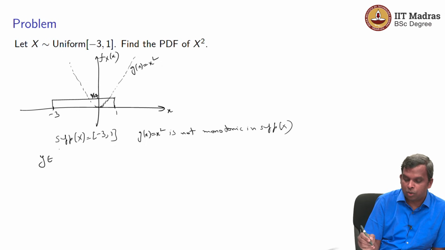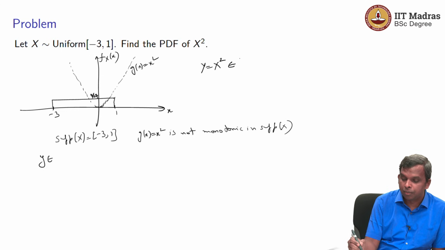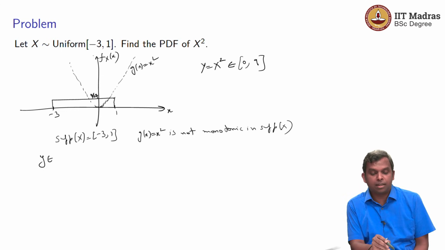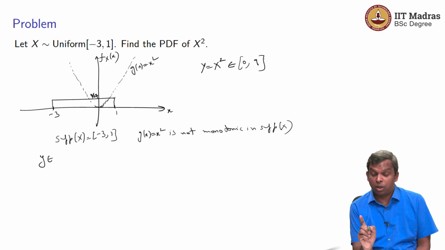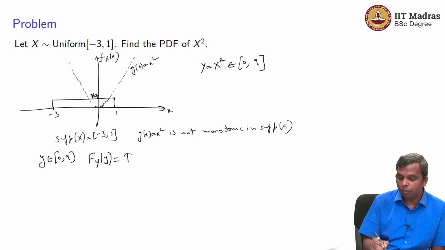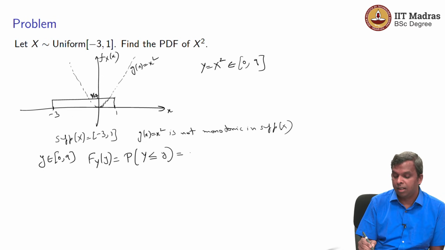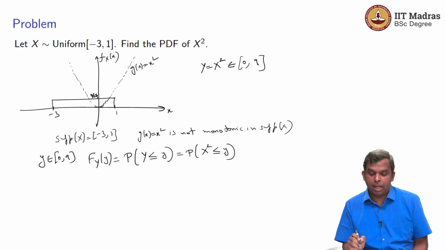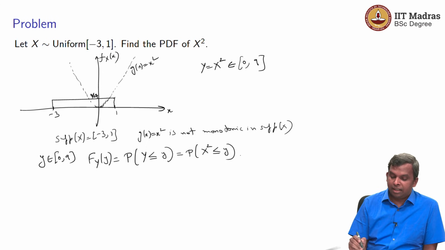So y is x squared, so it belongs to 0 to 9. Do you agree? X is minus 3 to 1, so if you square it, you will get values from 0 to 9. It's only positive. So if you take y from 0 to 9, fy of y is the probability that Y is less than or equal to small y. This is the probability that x squared is less than or equal to small y. Now interesting cases will come.